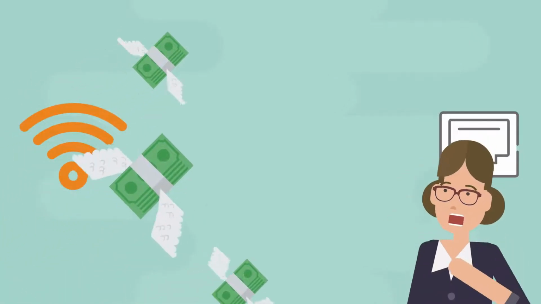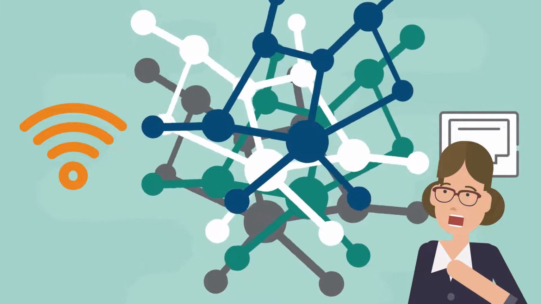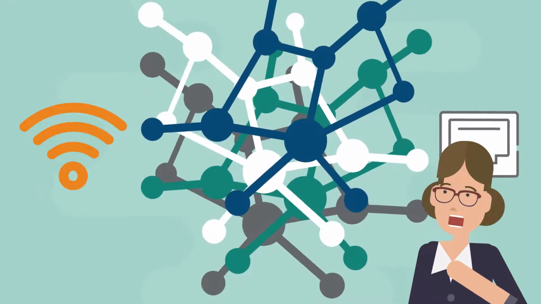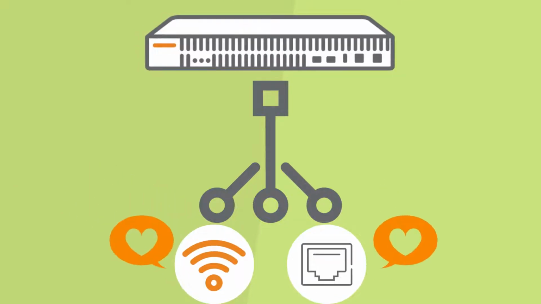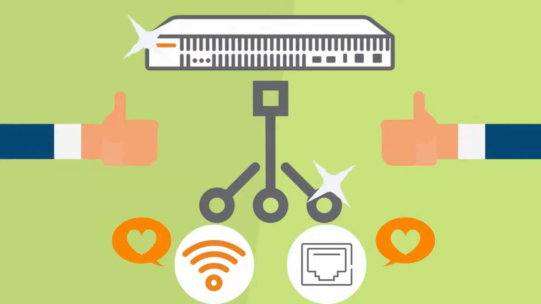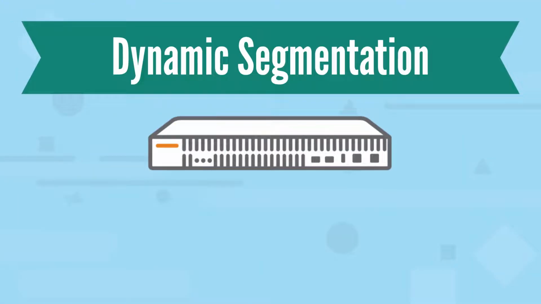In other cases, a unified policy means deploying a costly overlay network with many moving parts. These solutions rely on complex topologies and unfamiliar protocols. In Aruba's case, the answer is clear. Centralize the enforcement point and treat wired devices the same way we've always treated wireless devices. Aruba created dynamic segmentation to do exactly that.